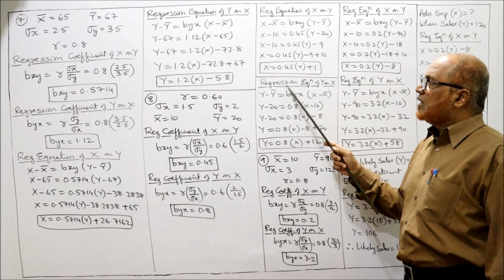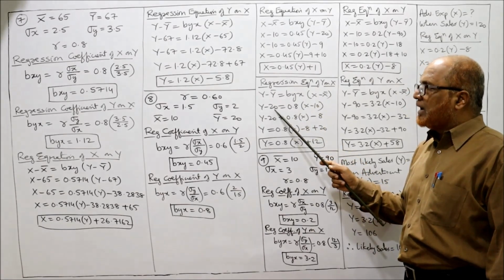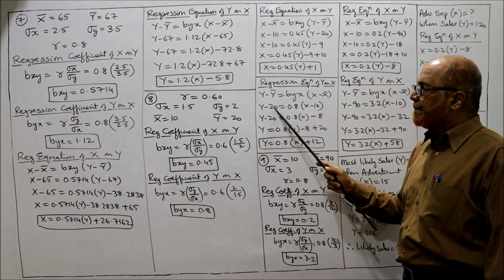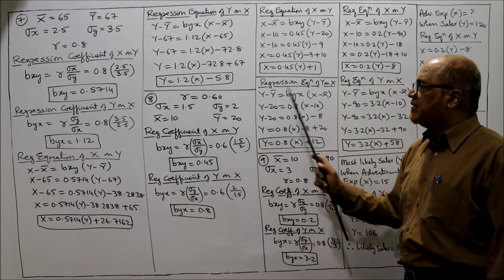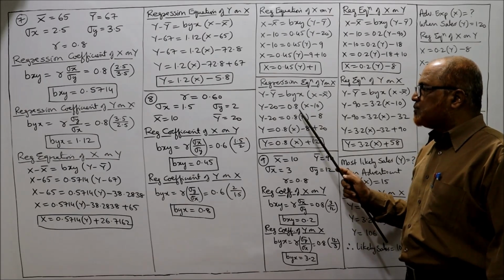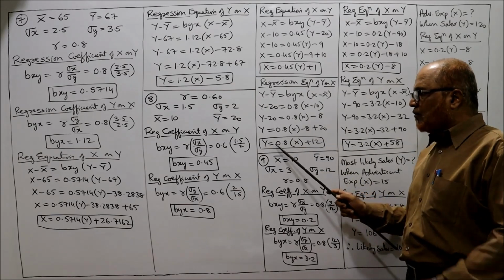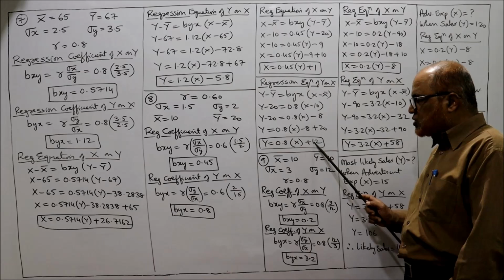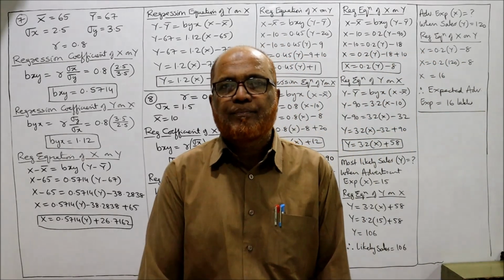That's all. Now the regression equation of y on x: y minus y bar is equal to byx. Y bar is how much here? 20. Byx we got 0.8. X minus x bar is 10. Open the bracket: 0.8 into x, 0.8x minus 0.8 into 10, 8. Bring 20 to the RHS, plus 20. So y is equal to 0.8x plus 12. That's all. The end of problem number 8.